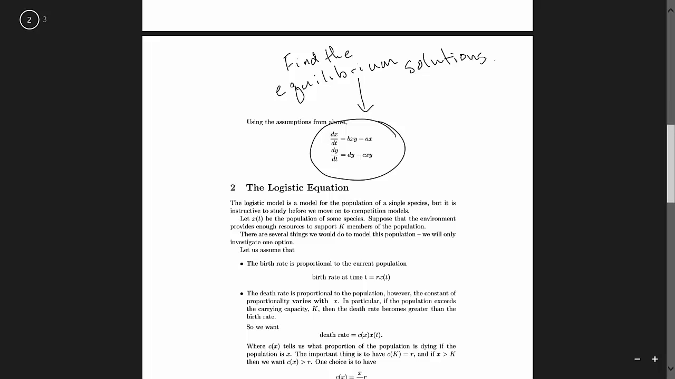Second, if I give you numbers for A, B, C, and D, you need to tell me if those equilibrium solutions are stable or unstable. Okay, and that's what you're going to need to do throughout this.